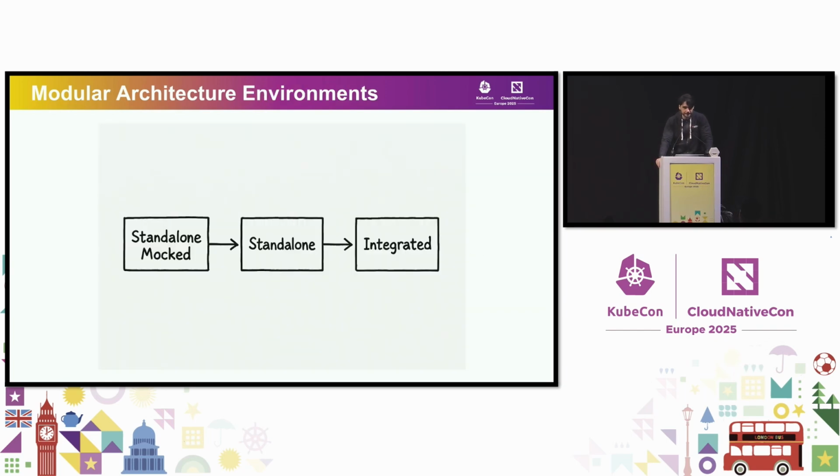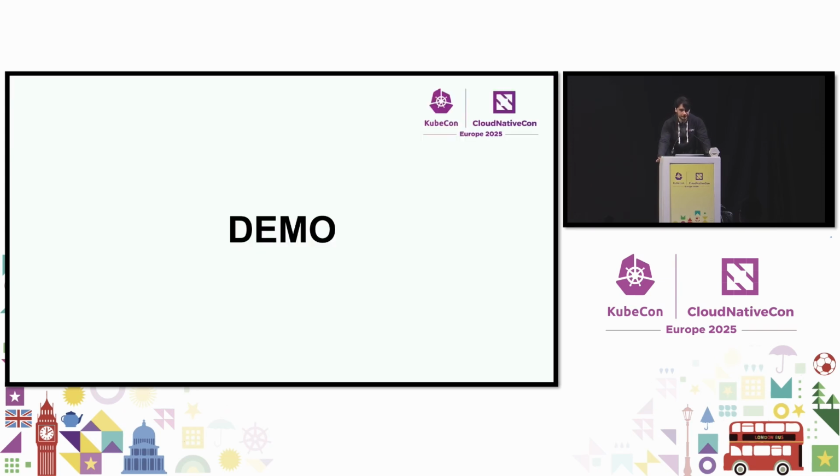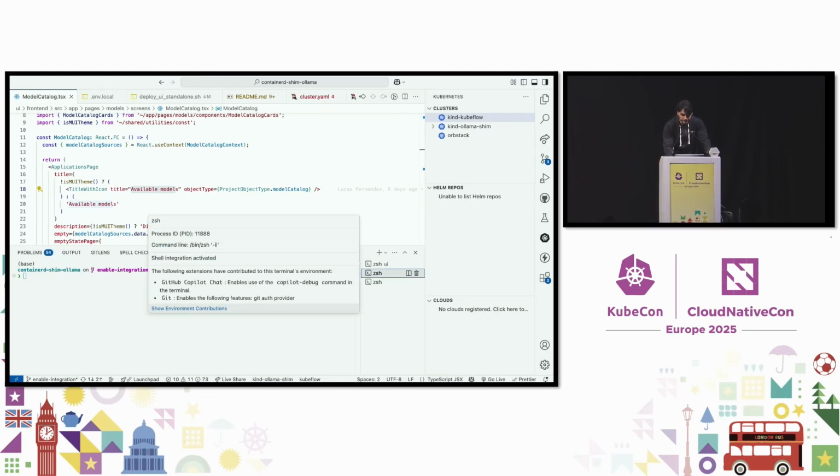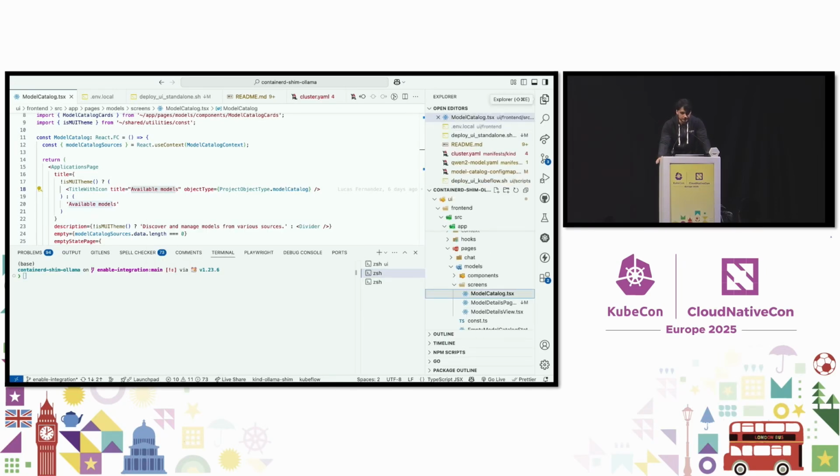It's because model architecture serves different environments to make the development workflow really easy. We have a standalone mocked mode, then the standalone mode, and then integrated, which are the parts of the demo. Let's switch to the project itself. This is a VS Code instance with the containers in Ollama. Here's everything that Samu has explained. So let's trigger the first development environment.